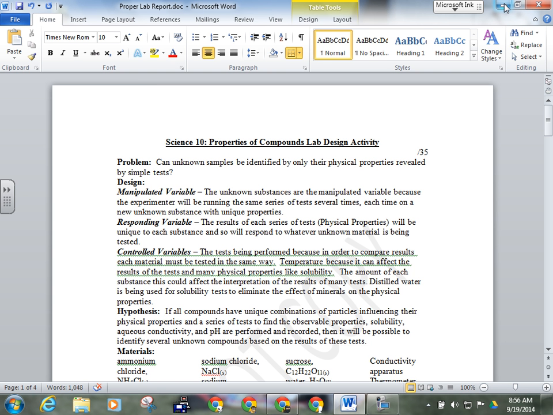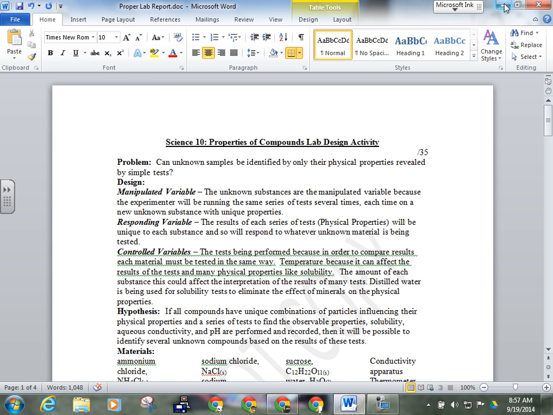Well, if I want to say that that's true, I'd better say that if all compounds have unique combinations of particles influencing their physical properties, or you could have just said if all compounds have unique physical properties. Okay? If that's true, and we do what we did in this lab, we should be able to identify them all because they'll all have their own unique set of data. Agreed? Okay? The premise of this lab was that all compounds have unique physical properties. If that premise is wrong, everything we tested would have exactly the same data. All right? And that's not what happened, is it?